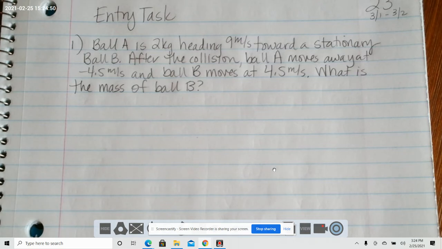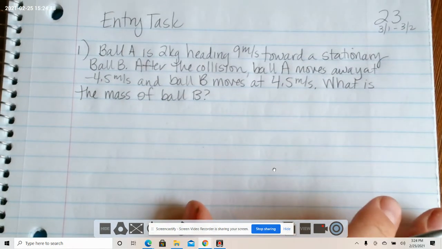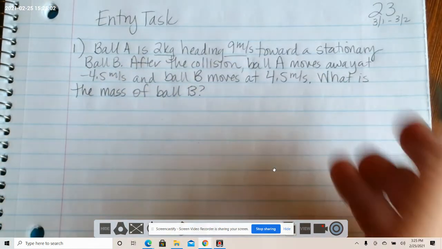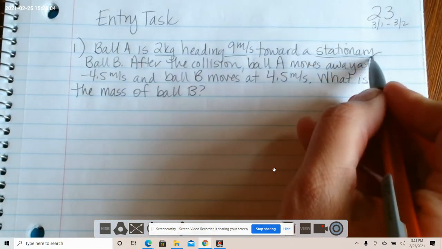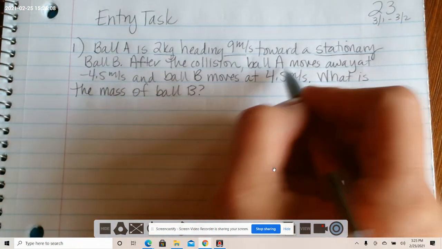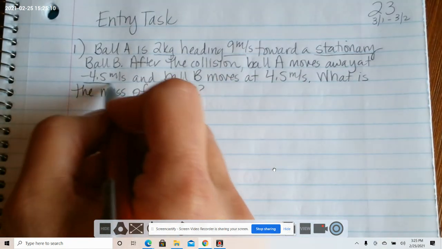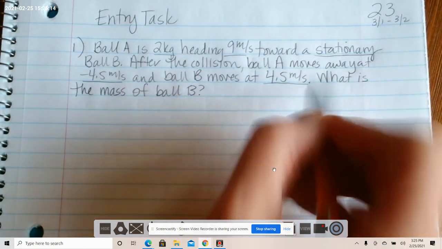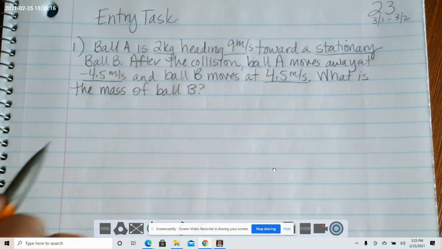Okay, so we're doing the entry task for Monday, March 1st or Tuesday, March 2nd. So we have two balls. Ball A is 2 kilograms heading 9 meters per second toward a stationary, that's important, so I'm going to underline it, Ball B. After the collision, ball A moves away at negative 4.5 meters per second, and ball B moves at 4.5 meters per second. That's positive. What is the mass of the ball?